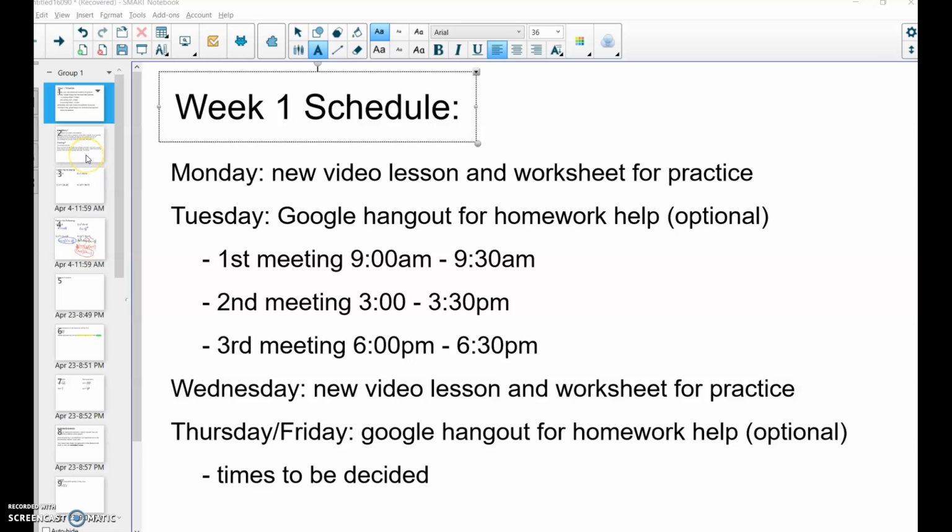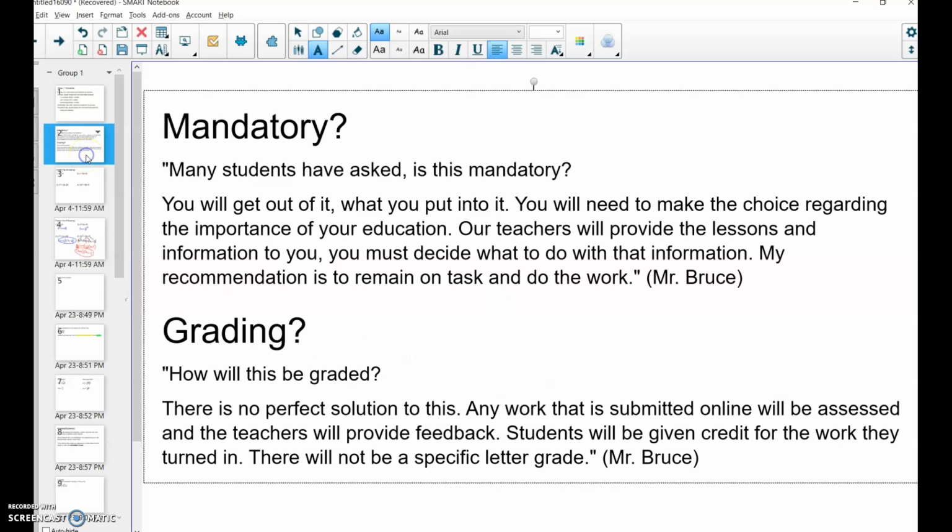So there's your schedule. As we transition into this, just a few questions. Hopefully you received the email that Mr. Bruce sent out, or have been keeping up to date with some of the updates that Mr. Platt has also posted and shared. But the 2 main questions that we get are, is it mandatory and how is this going to be graded?